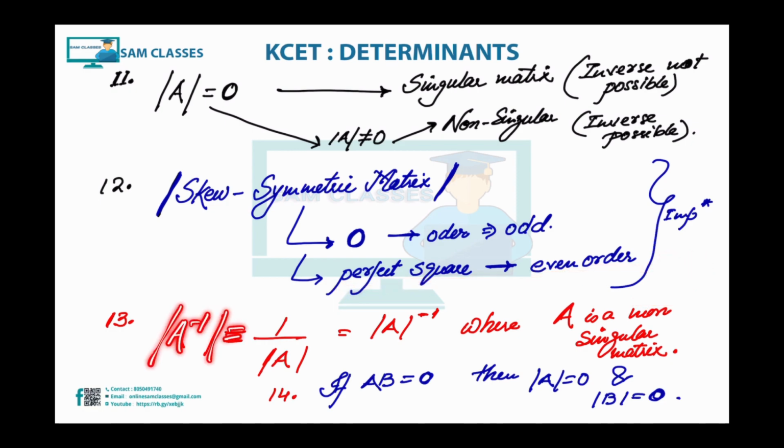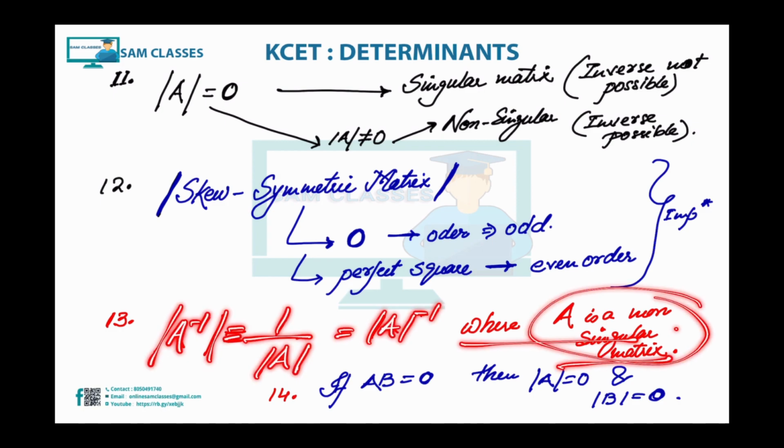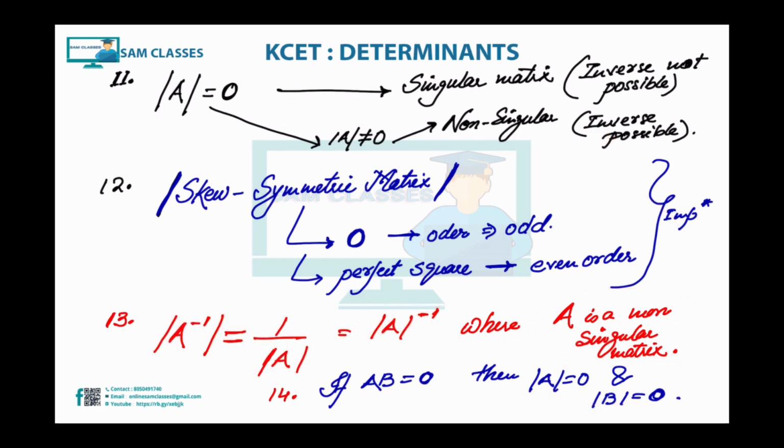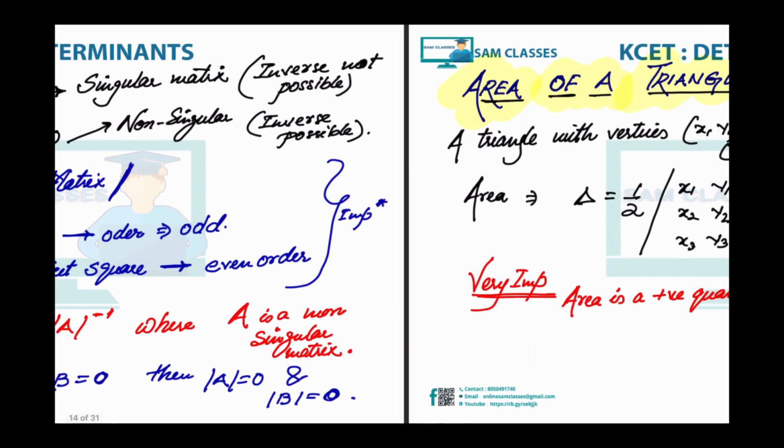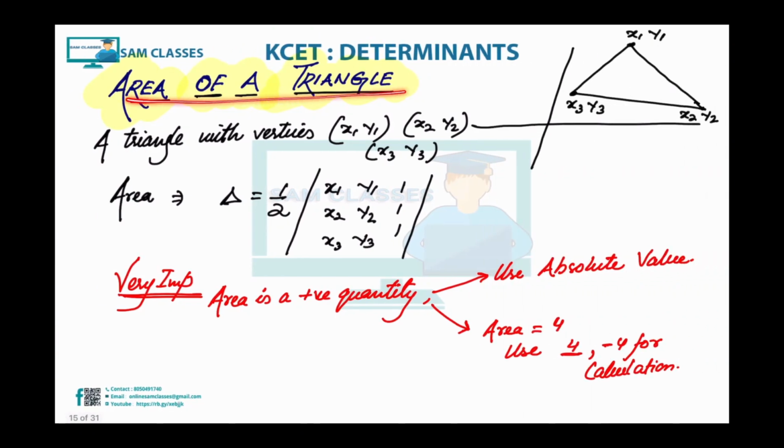Now determinant of A inverse, students, is nothing but 1 by determinant of A, that is equal to determinant of A whole inverse. Okay, clear? Now, A is non-singular, meaning inverse is possible. If AB is equal to 0, it means that determinant of A and determinant of B are both equal to 0.